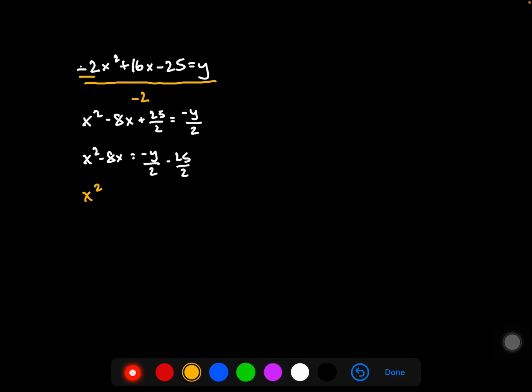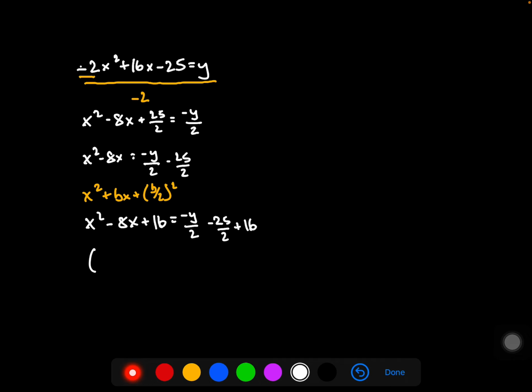A perfect square trinomial looks like x squared plus bx plus b over 2 squared. And so in order to get that b over 2 squared as a c term, I'm going to take half of this -8 and square it, so -4 squared, which is 16. And I'm going to add that to both sides. x squared minus 8x, the middle term doesn't change. And I'm going to add to that 16, and that's equal to negative y over 2 minus 25 over 2 plus 16. Again, what I do with one side I have to do to the other, or it's not fair, it's not balanced.